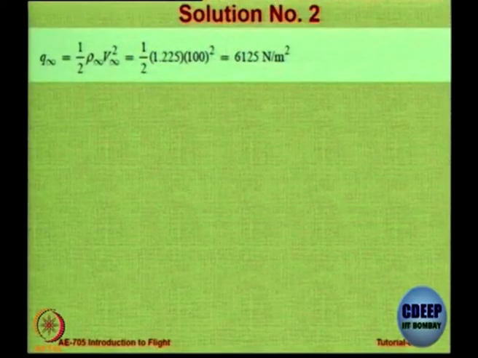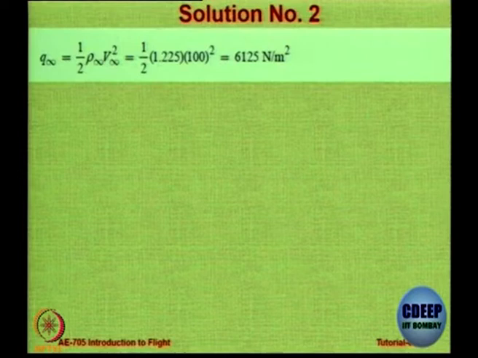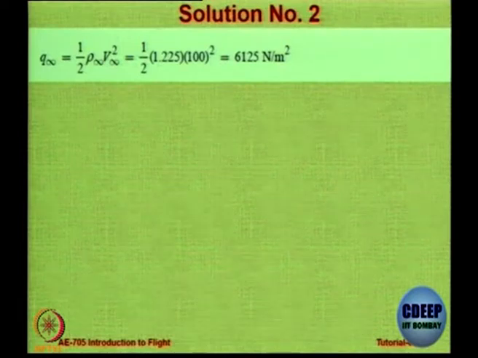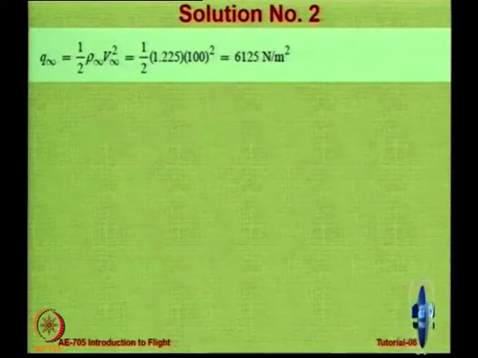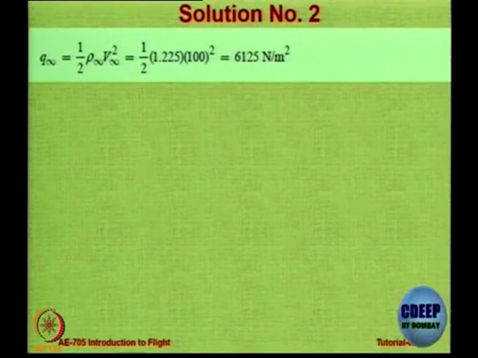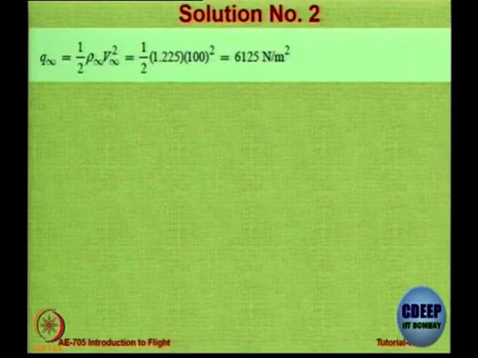Okay, so the first thing you can do is to calculate dynamic pressure, which is half rho infinity V infinity square. Since the conditions are sea level, density is 1.225 kg per meter cube, and the velocity is given as 100. So this is the dynamic pressure. So don't look at me, please. You have to do this calculation yourself.